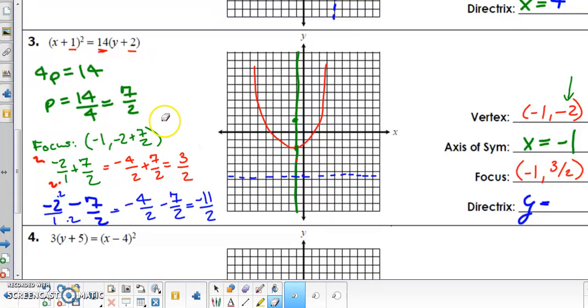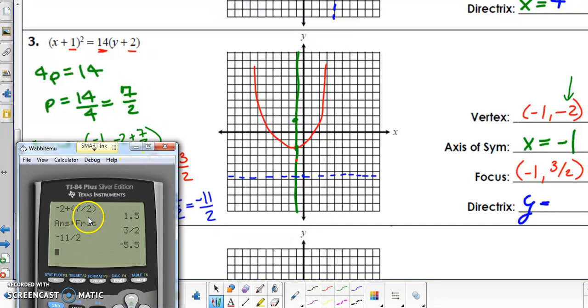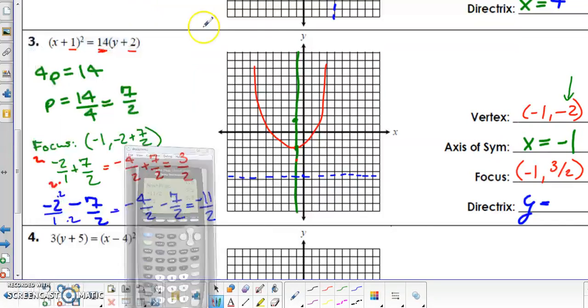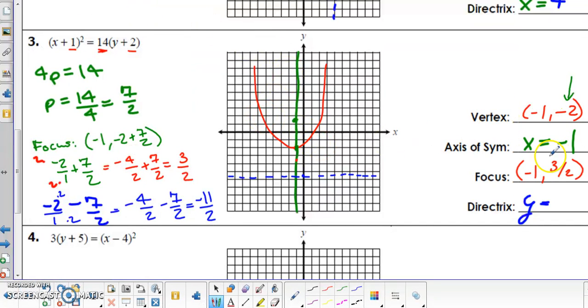All right, so here, what I've got right here, I've got 7/2. If I was to put 7 divided by 2 in my calculator, I get 3.5. So all that's saying is I'm going up 3.5 and down 3.5 from my vertex. The hard part is just identifying what that is right here.